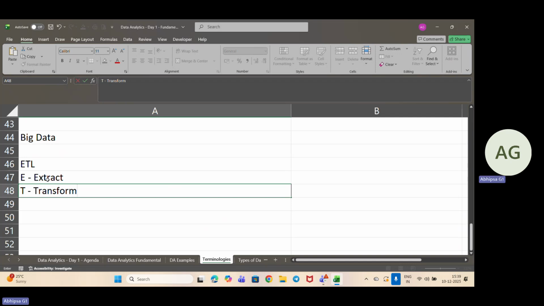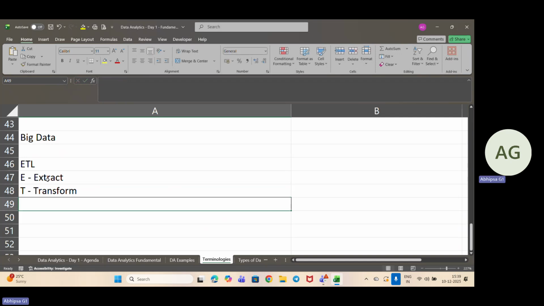So that is transforming the data, right? Next is load. L is for load. What is load? Load is to put all of the data that we have extracted and transformed. After transformation, the data is cleaned, right? So I need to put all of this data in a single place.